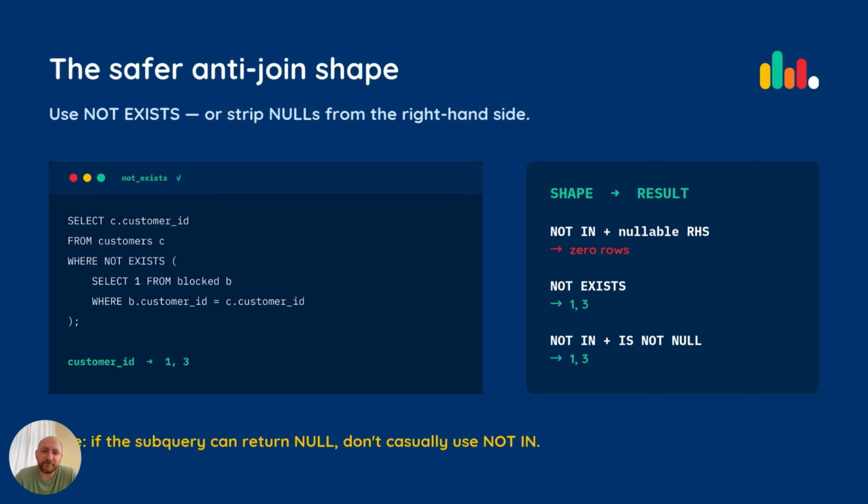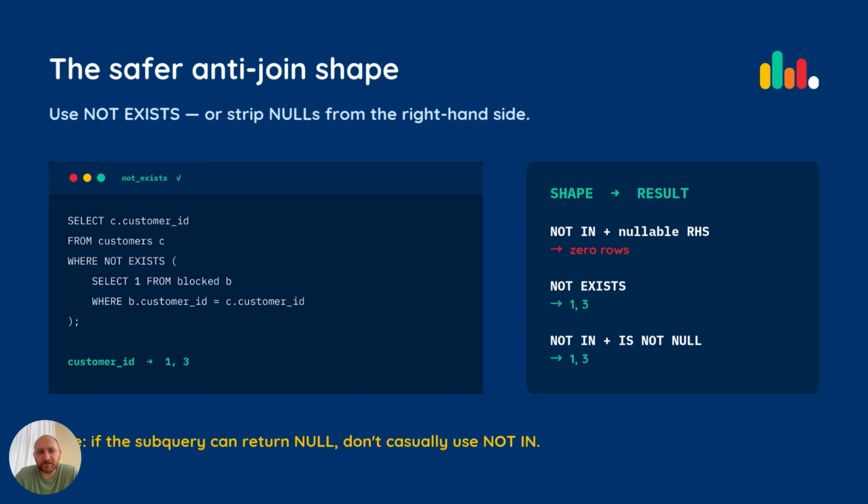You can also just filter the nulls out of the subquery with is not null, and it works too. But honestly, make it a reflex. If the subquery can return null, and you usually can't prove it can't, don't reach for not in without carefully considering what nulls may break.